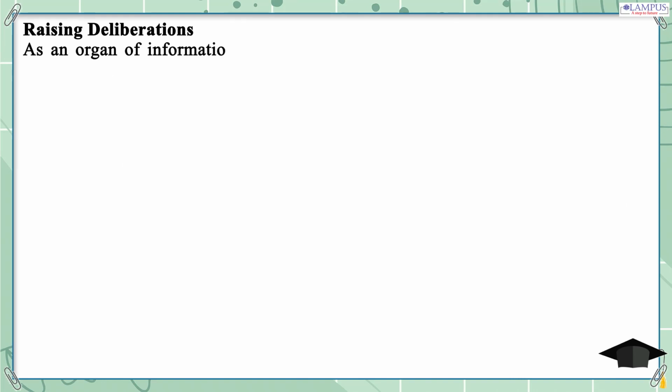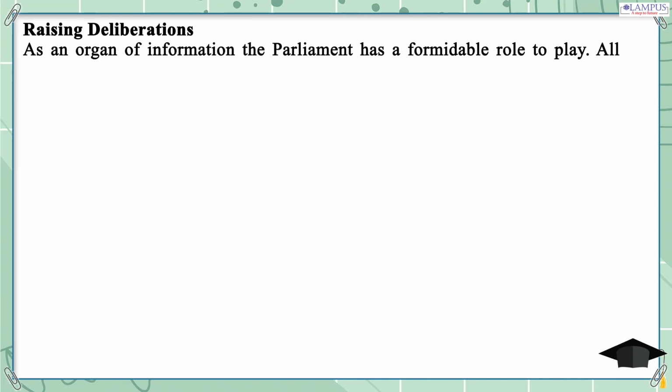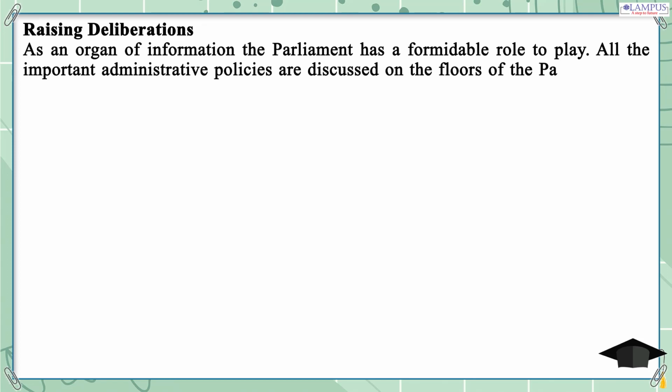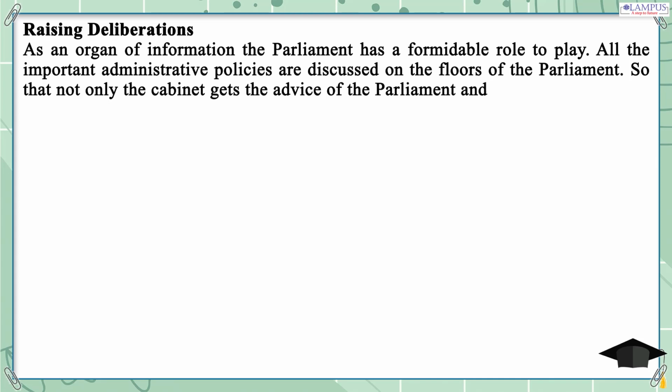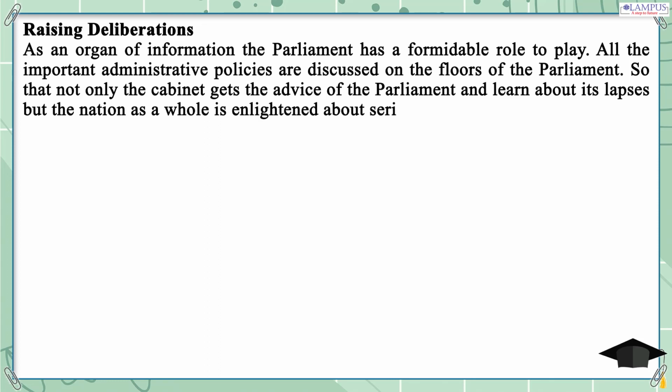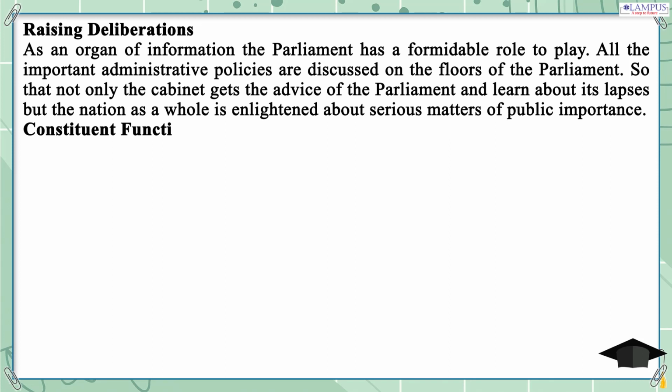Raising deliberations. As an organ of information, the Parliament has a formidable role to play. All the important administrative policies are discussed on the floors of the Parliament, so that not only the Cabinet gets the advice of the Parliament and learns about its lapses, but the nation as a whole is enlightened about serious matters of public importance. Constituent functions.